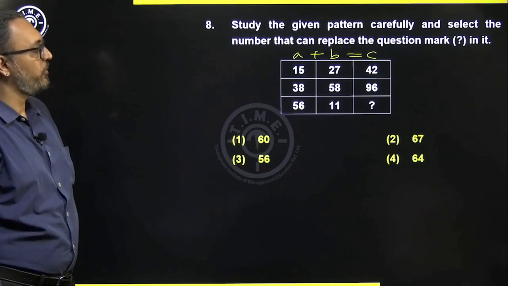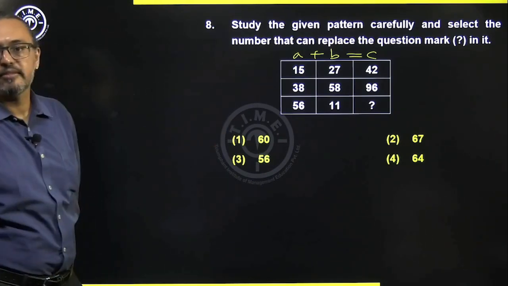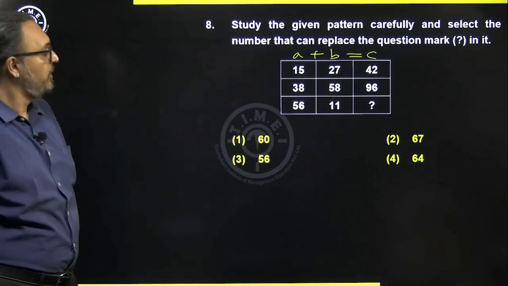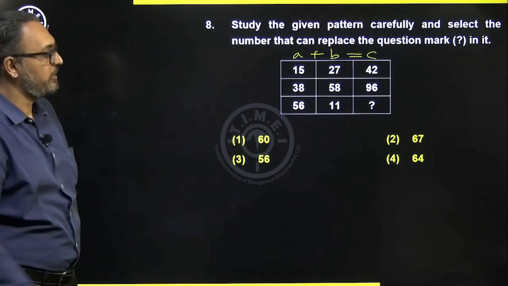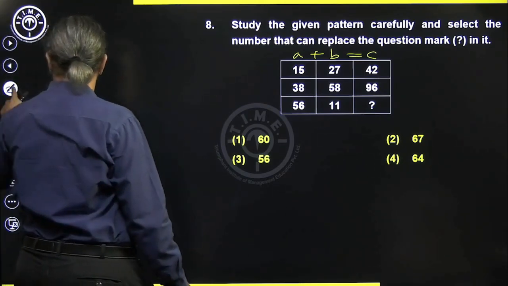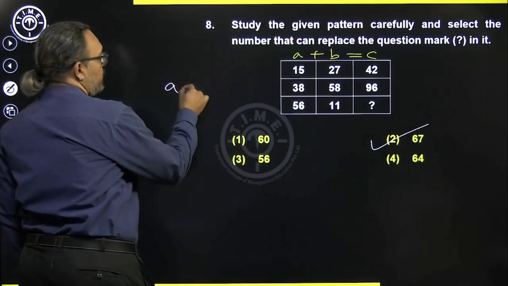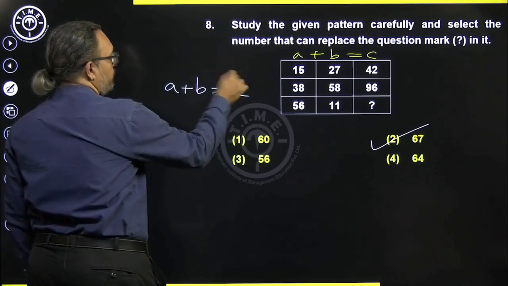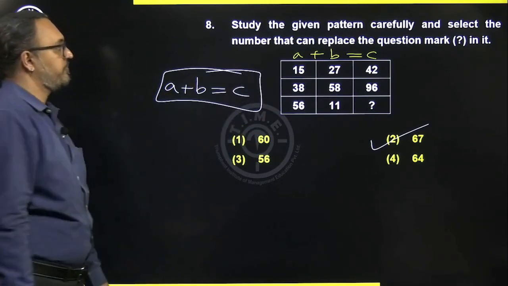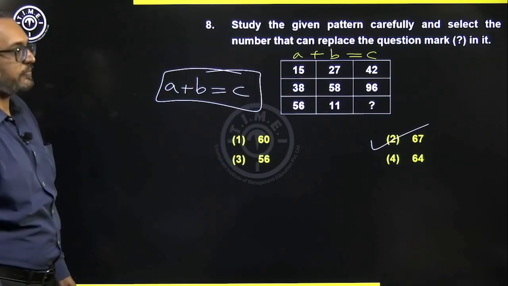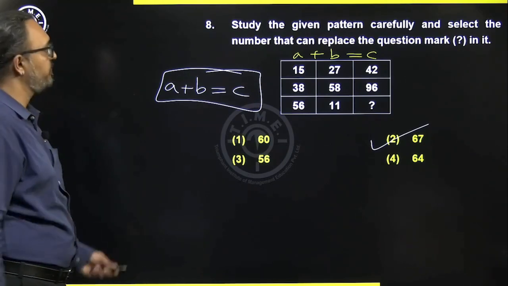15 plus 27 is 42. 38 plus 58 is 96. Direct. So 56 plus 11. How much is that? 67. And that's the option you choose. 67. So basically this is the logic. A plus B gives you C. Correct?